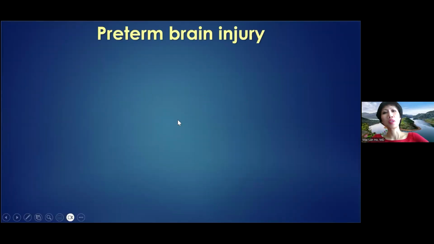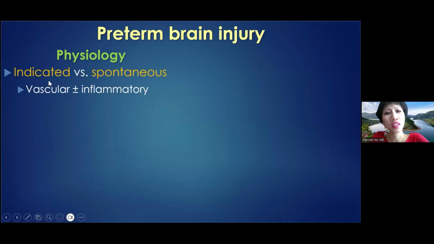So preterm brain injury. There are a couple of classifications of preterm birth clinically. So indicated, as in iatrogenic. So the mom had preeclampsia, there was rupture of membranes or something, and basically the child has to be delivered. There's no choice. Otherwise, keeping them in utero would cause more harm.